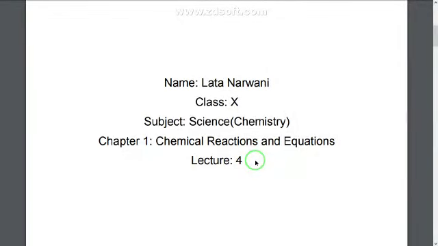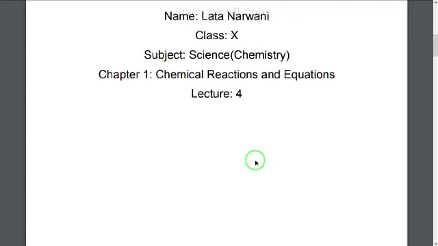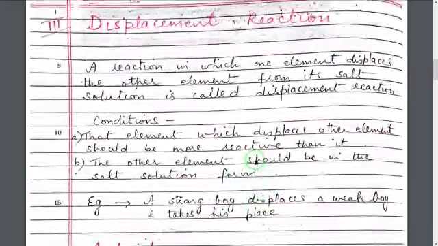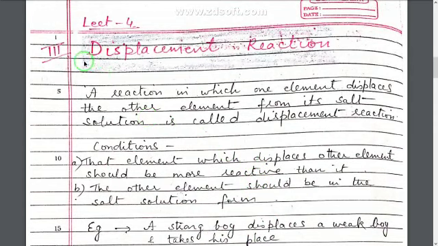Hello students, we were discussing different types of chemical reactions. Last time we discussed combination reactions and different types of decomposition reactions. Today we will do displacement reactions and double displacement reactions. So first we'll start with displacement reaction.